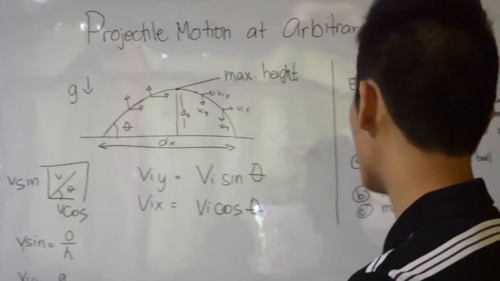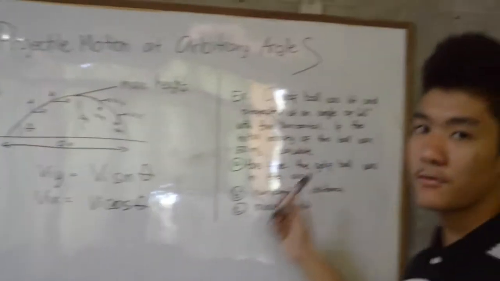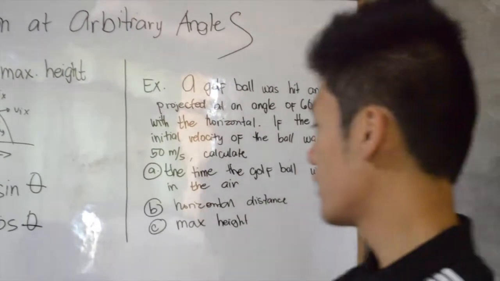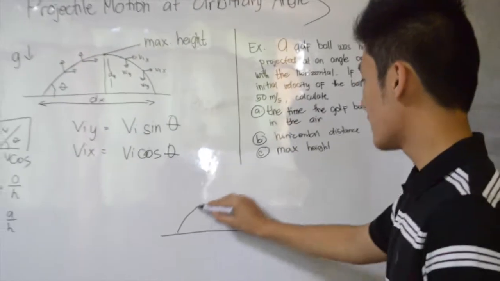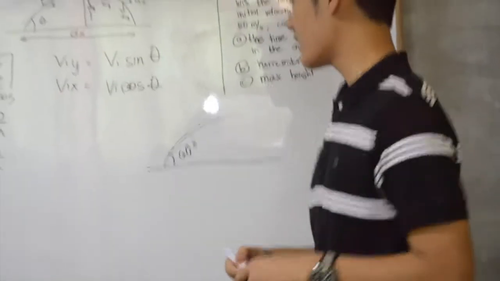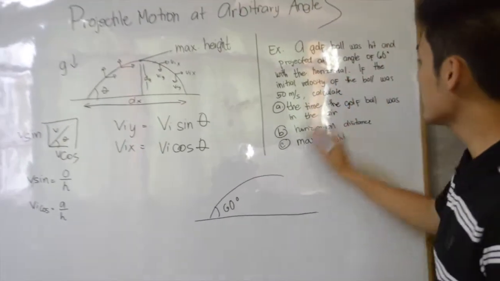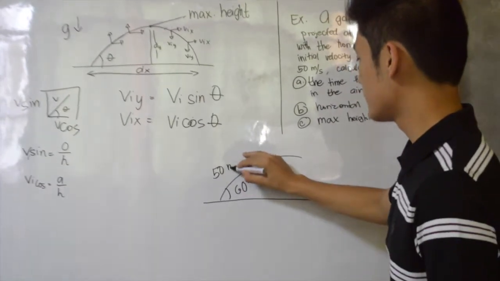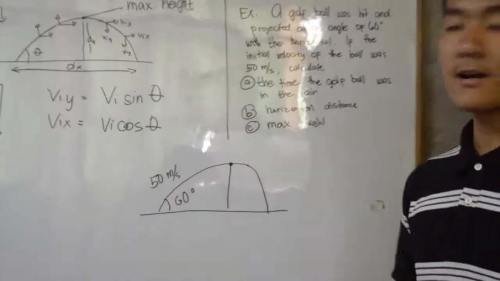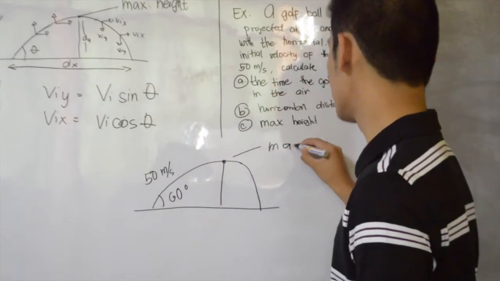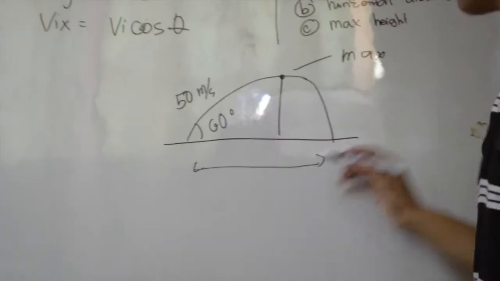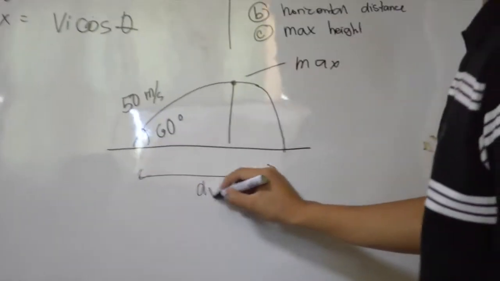So we're going to give you an example problem. A golf ball was hit as a projectile at an angle of 60 degrees. The angle theta is 60 and the initial velocity of the ball is 50. We're going to compute the maximum height of the object, the horizontal distance dx, and the time it traveled.